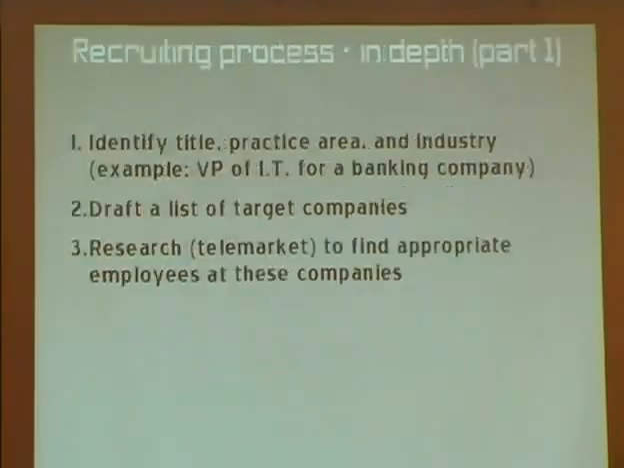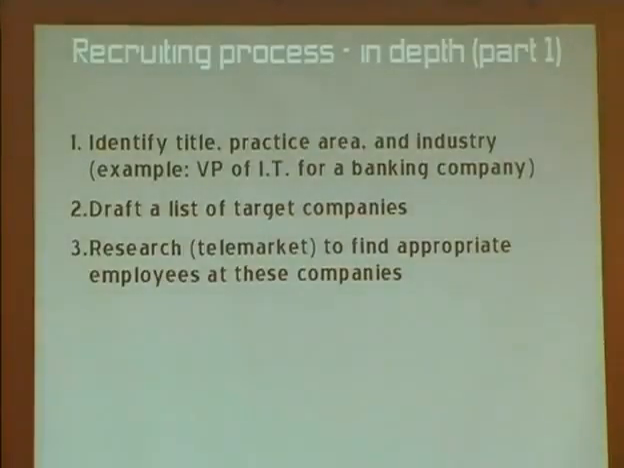Okay, now I sort of skipped over the do the work part of the process before, and that's because we have details on this slide. The first thing that happens when a search starts off is that the headhunter will try to identify the title, practice area, and industry that this open position belongs to. Those are sort of the 3 dimensions of search space: title, practice area, and industry. An example of that is vice president of IT for a banking company. Vice president is the title, practice area is information technology, and industry is banking.